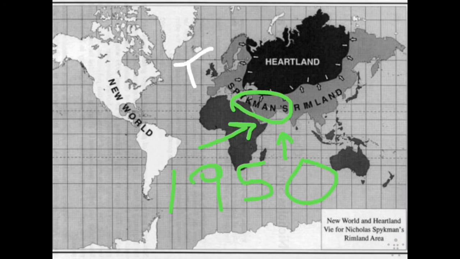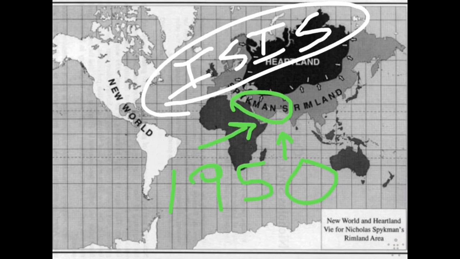There's a terrorist group called ISIS that has controlled this region and that is fighting in this region. And that's definitely after 1950, like Cohen predicted.